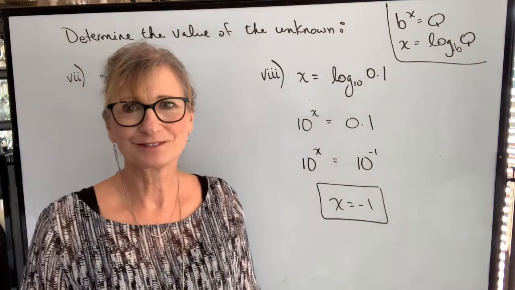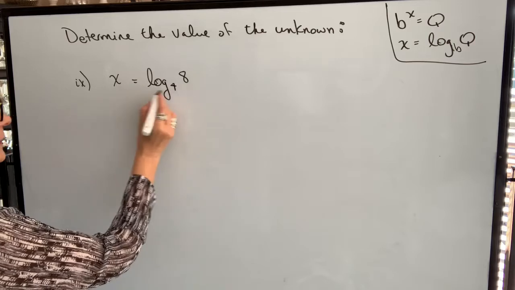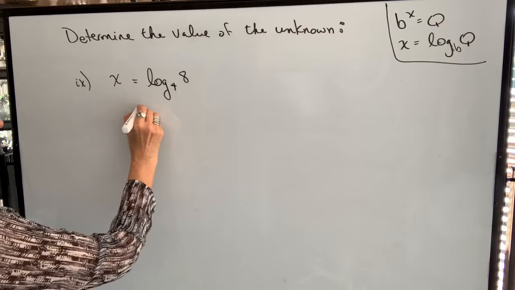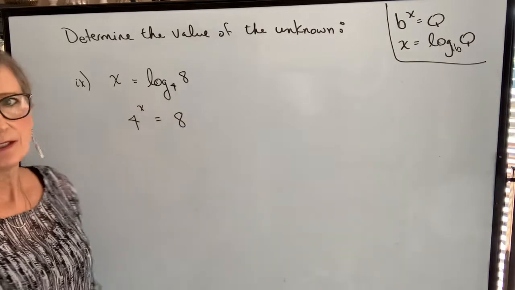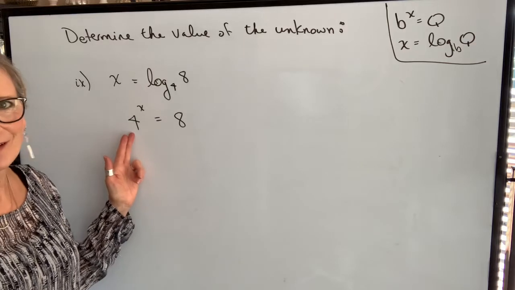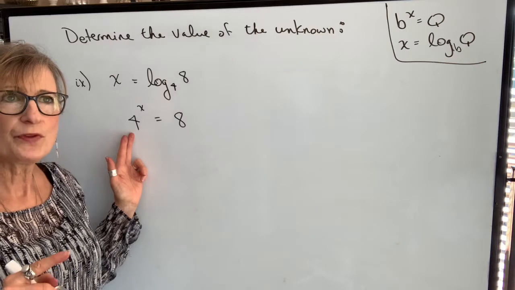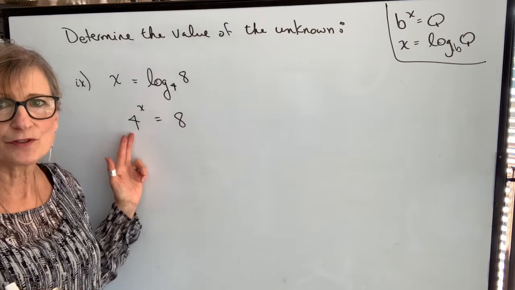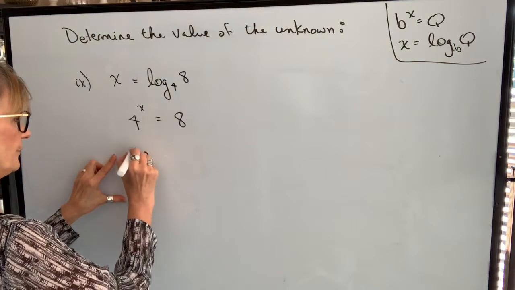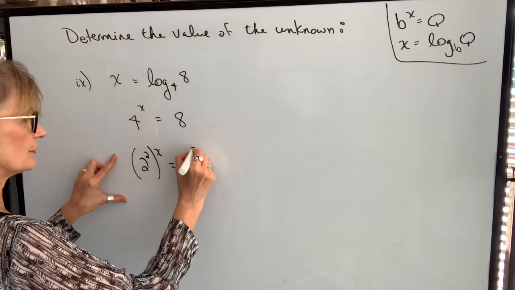Let's try one or two more. In our next example, we have x equals the log of 8 base 4, so we rewrite that. 4 to the power of x is equal to 8. We look at our quantity and see if we can write it in terms of this base, and we can't. We can't write 8 as 4 to the power of something. However, both 8 and 4 can be written as powers of 2. So we're going to do that. We're going to write 4 as 2 squared. And we're going to write 8 as 2 cubed.